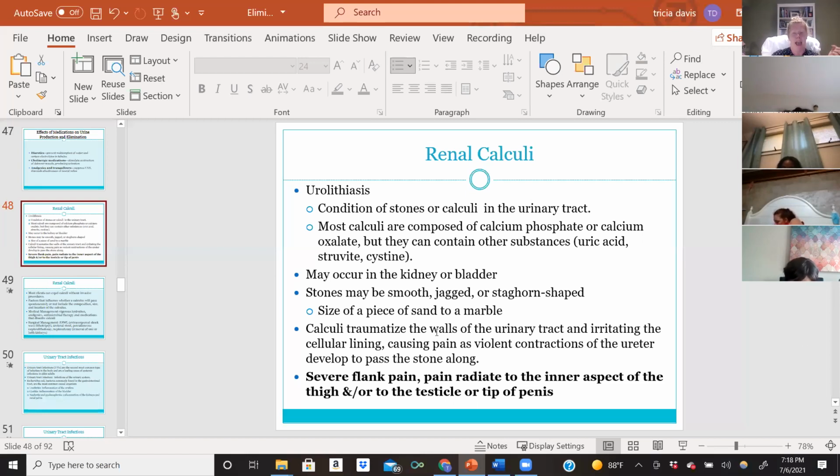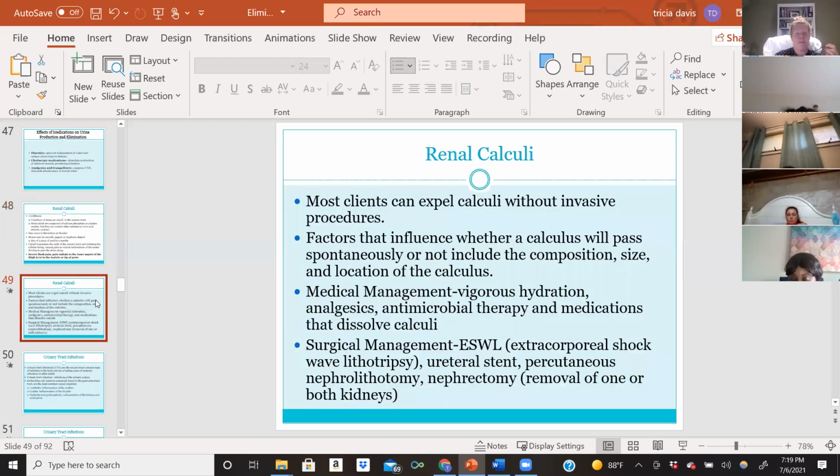These patients that have kidney stones, I've seen some patients that have them and they don't require any pain medication. Those patients have been few and far between in my experience. Most of these patients, I've seen them, they are crying on the floor in agonizing pain, and they don't need Tylenol or Motrin. They need like Dilaudid or morphine or something like that. They are in a lot of pain. Most clients can expel calculi without invasive procedures, so eventually it will just pass on its own.